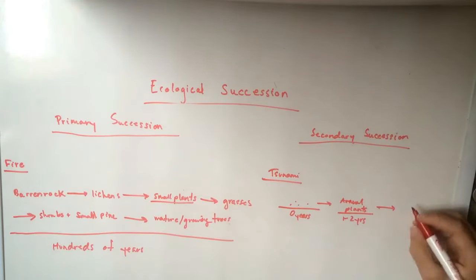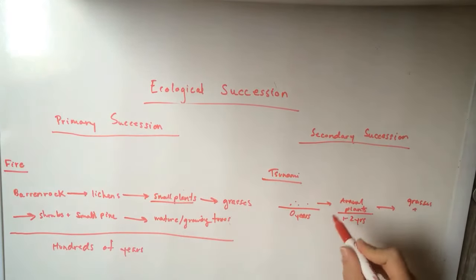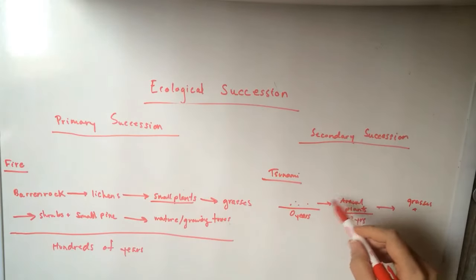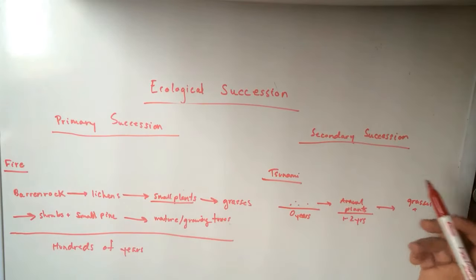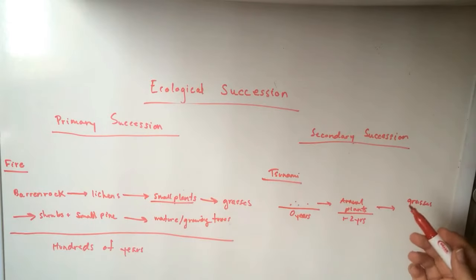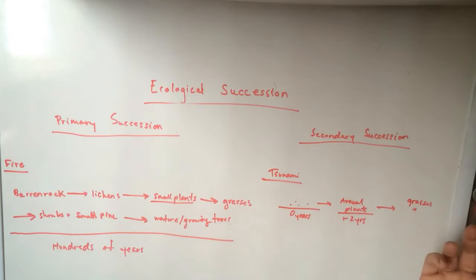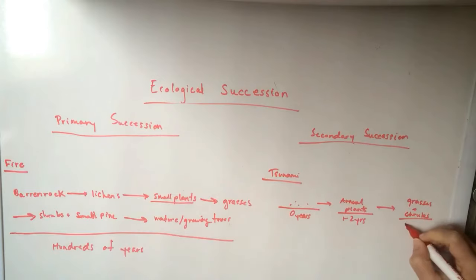some grasses come in. One thing I just failed to mention was that what brings in these annual plants are called pioneer species. And those are species that just travel in from an outside area where the area was not disturbed, and can bring in these plants into the disturbance. So grasses and shrubs can form, and this can happen over the occurrence of 3 to 4 years.